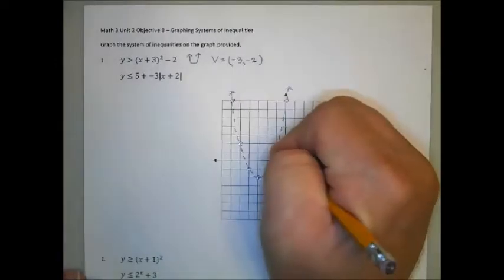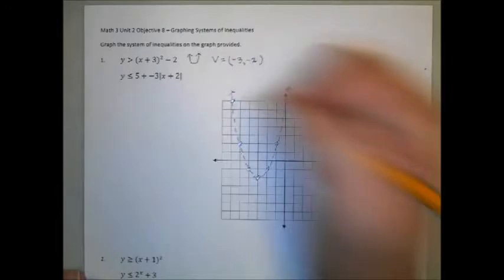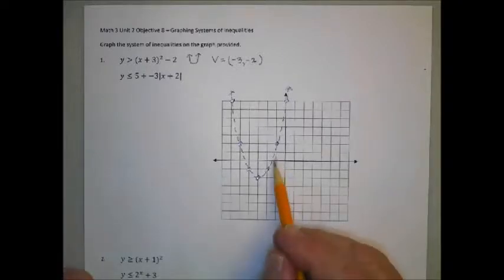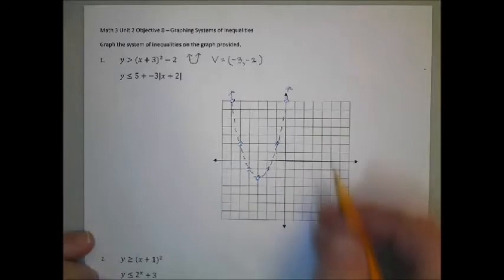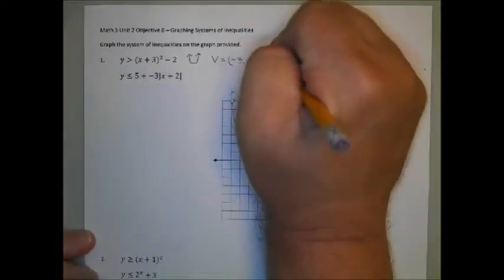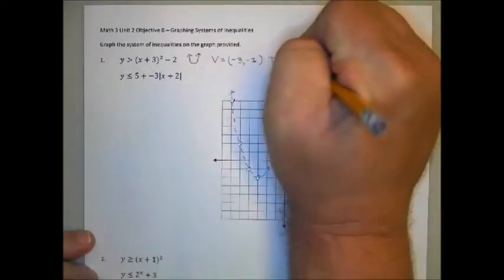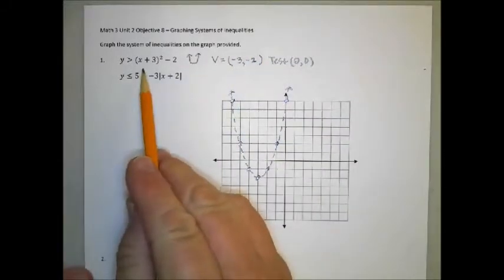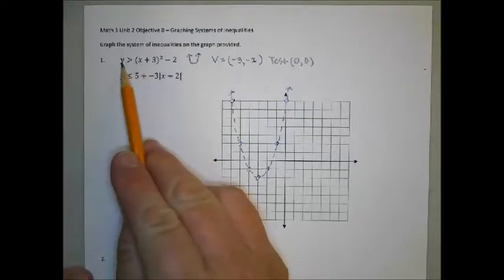But I still need to figure out, where do I shade? Do I shade on the inside or the outside of this thing? So I'm going to use a test point. By my drawing, I know (0, 0) is not on this parabola. So that's what I'm going to test. It's an easy point to test. Let's test (0, 0). Which means I'm just going to plug in a 0 for the x, and I'm going to plug in a 0 for the y, and I'm going to see if it's a true statement.